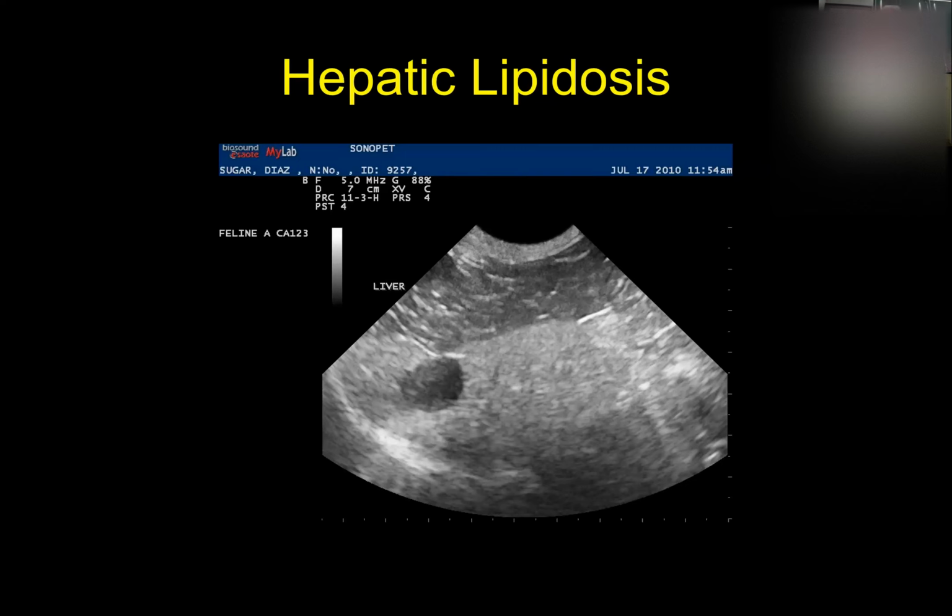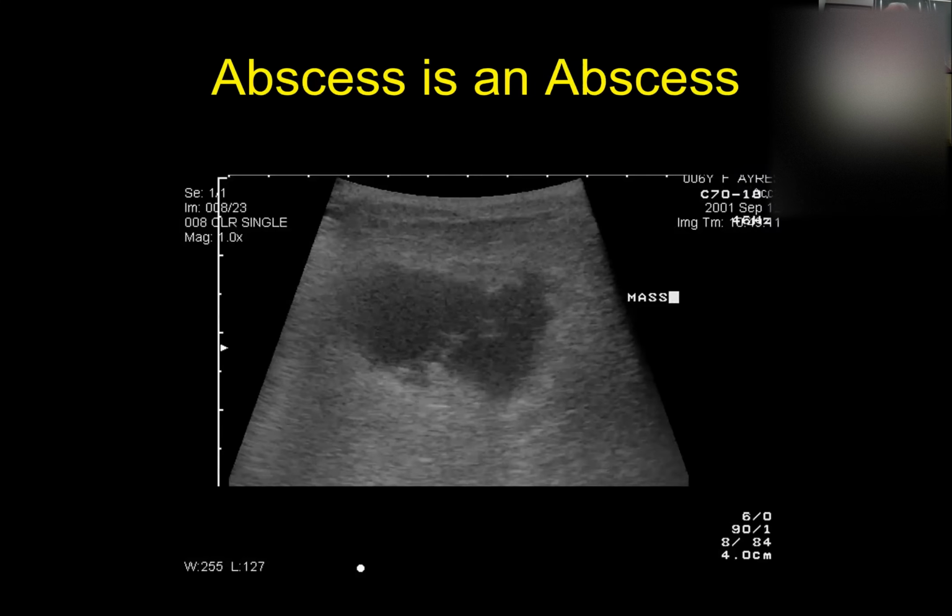Now, how do I know definitively what that is? How do I prove it? The answer to that obviously is like anything else. Next step is we're going to stick a needle in that liver and get some cells out of it and look at those cells under the microscope for evidence of hepatic lipidosis. And then that's probably your definitive diagnosis.